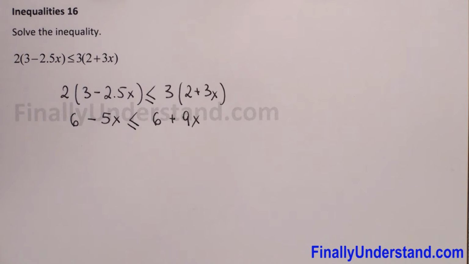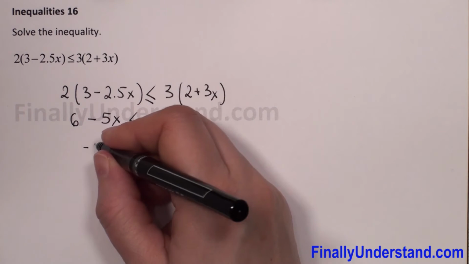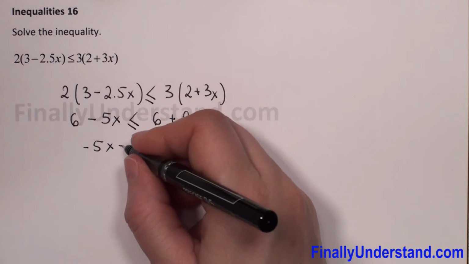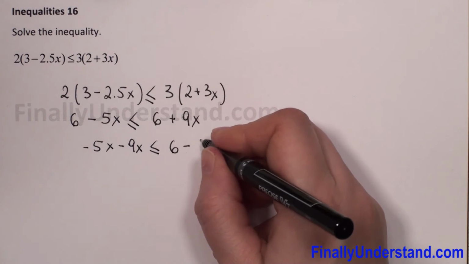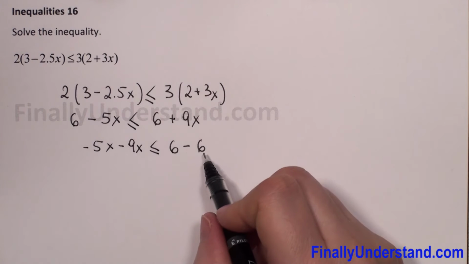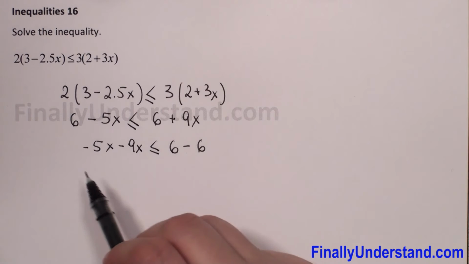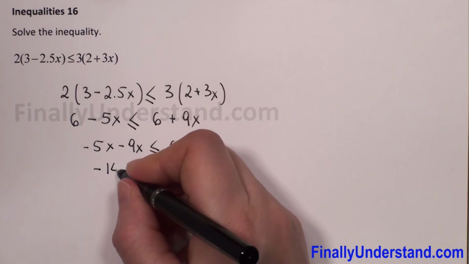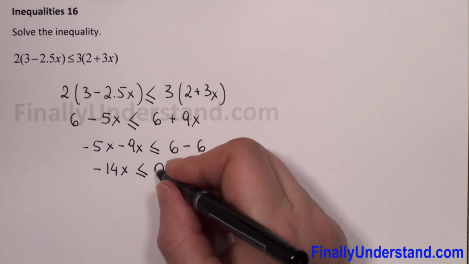Now I will collect all terms containing x on the left side. So it will be negative 5x. Positive 9x, I will move to the left side, will be negative 9x, is less than or equal to 6 minus 6. I will move this 6 to the right side, so I have negative 6 now. So negative 5x minus 9x is negative 14x, is less than or equal to 6 minus 6, which is 0.